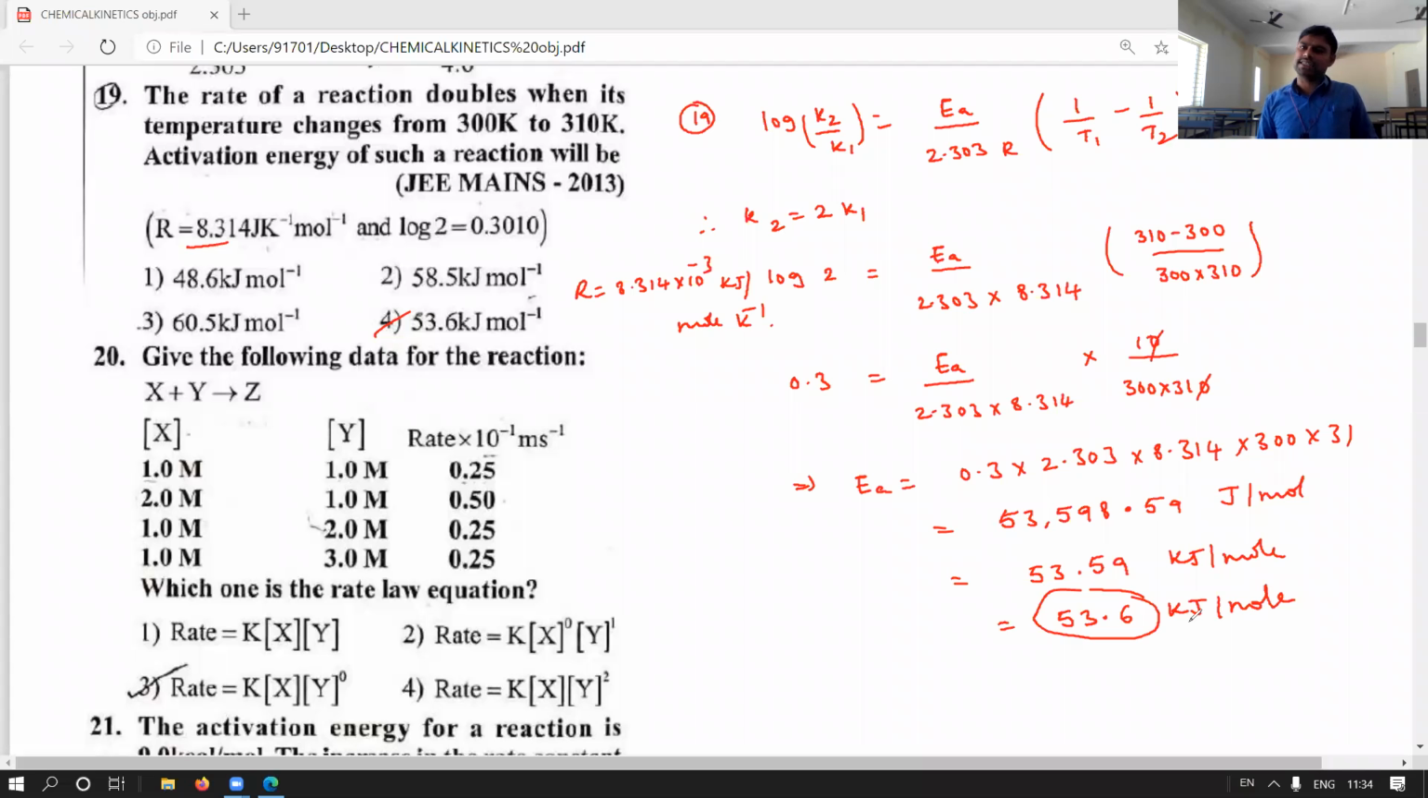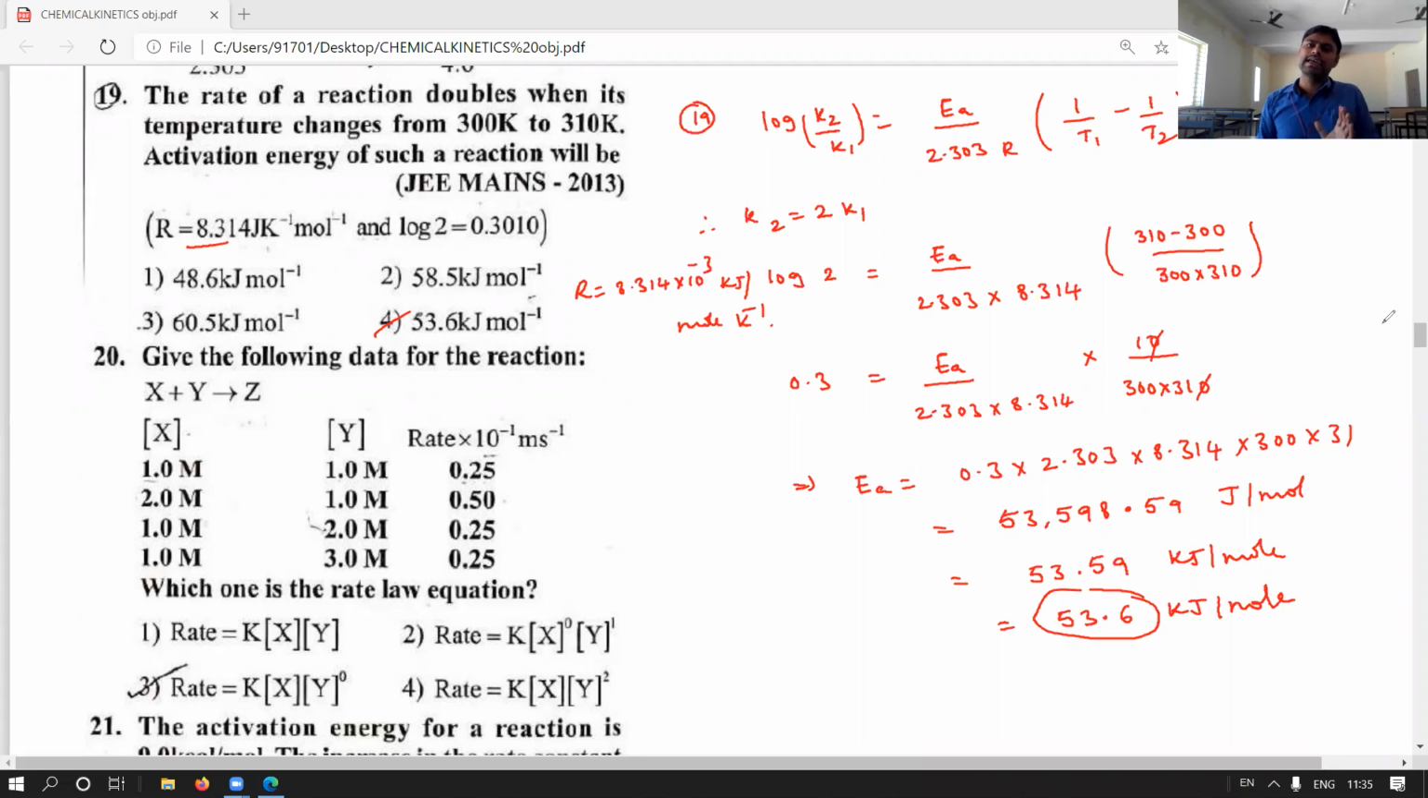Okay, that is the activation energy at two different temperatures. The temperature is increased from 300 to 310 kelvins, then the rate becomes double. That means initially the rate is K1, and at 310 kelvins the rate is equal to 2K1. So log K2 by K1 is equal to log 2. Then we get the final answer: the activation energy is equal to 53.6 kilojoules per mole.